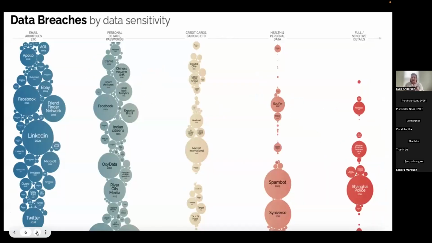I like this infographic too. The one on the left is really telling. This is the amount of data sensitivity, so we have email addresses, etc. You can see that Facebook has been hacked. LinkedIn has been a hot spot lately, and we don't even think about LinkedIn as a social account as much as a professional one. So again, knowing who you're accepting, knowing who you're friending, knowing who you're reaching out to is super important, especially with the kind of breaches that are happening.